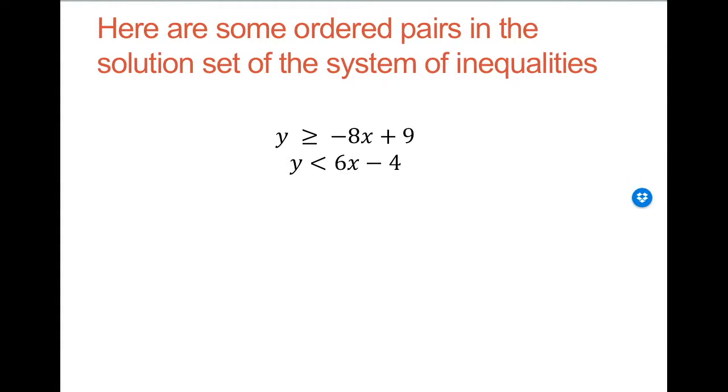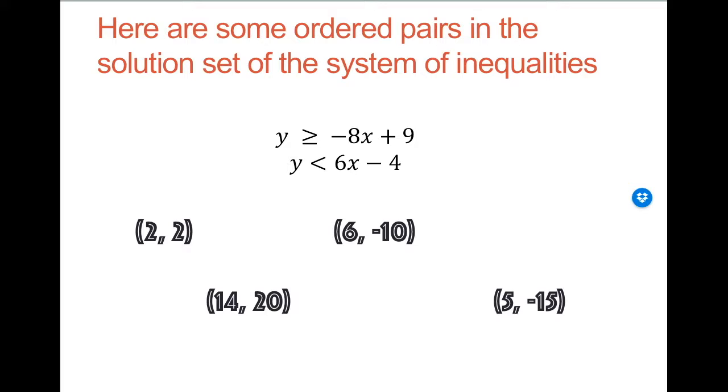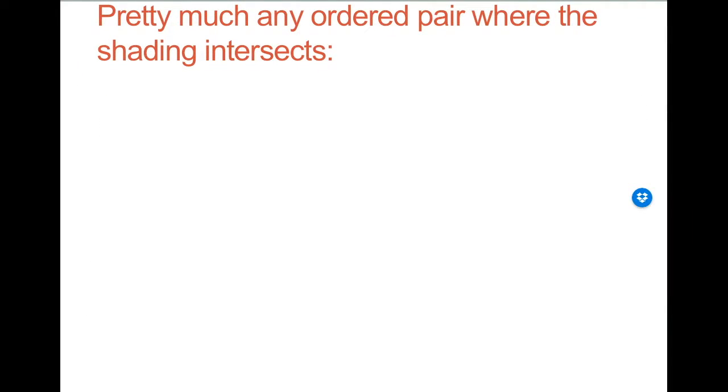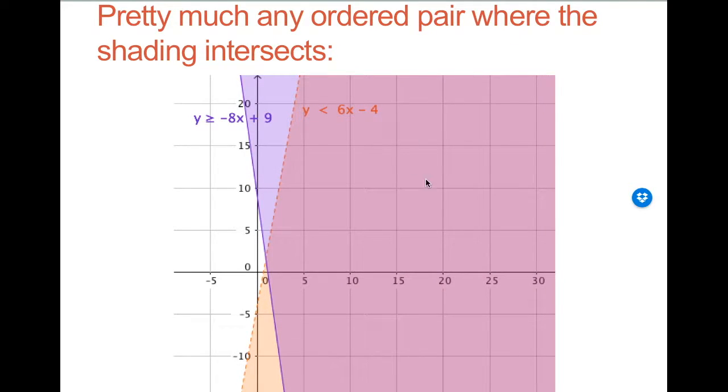Just to give you an example, here are some ordered pairs in the solution set of the system of inequalities. I have (2, 2), (14, 20), (6, -10), and (5, -15), but you could have found way more and other ones that I haven't mentioned. Pretty much, if you wanted to, you could have graphed it. Any of the ordered pairs in the solution set here, so I graphed basically both of the lines that I had given you for the system of inequalities. So any of the ordered pairs found from here all the way down would be an ordered pair that would make the system of inequalities true.